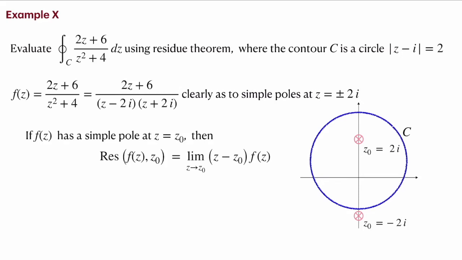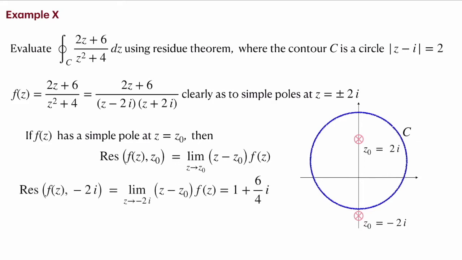Both are simple poles, so all we have to do is multiply it by z minus z naught into f of z and take the limit z going to z naught. So let's compute the residue for minus 2i. It's not necessary for this problem. However, as an exercise, you can do it. We have not done many examples of computing the residue, so you can use this as an excuse to compute the residue.